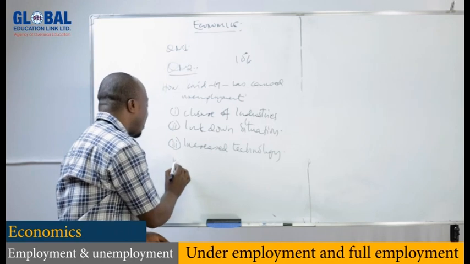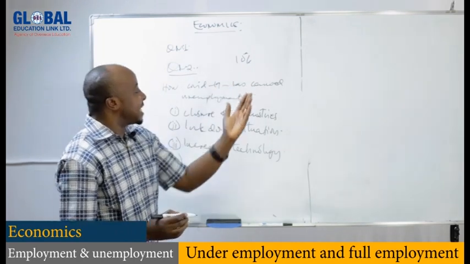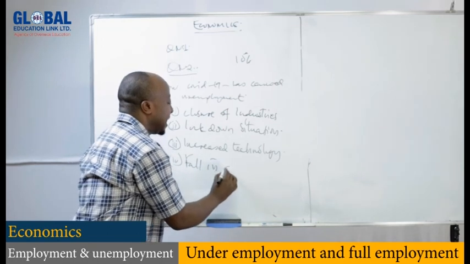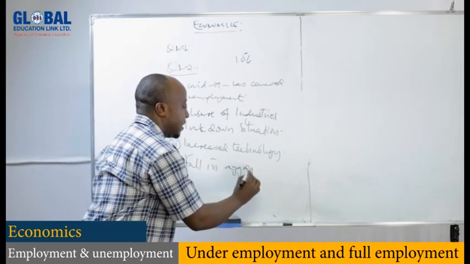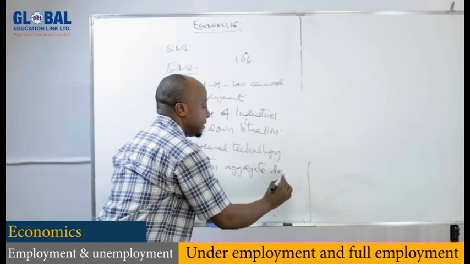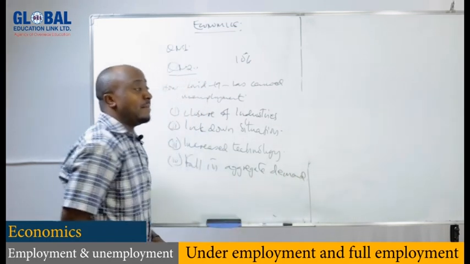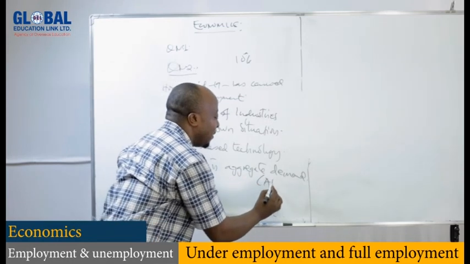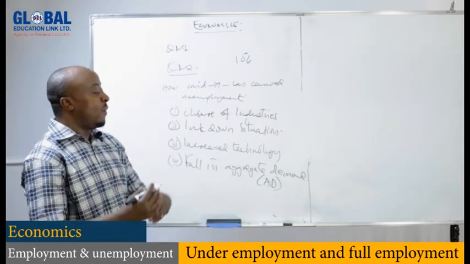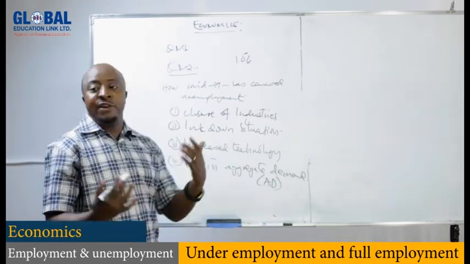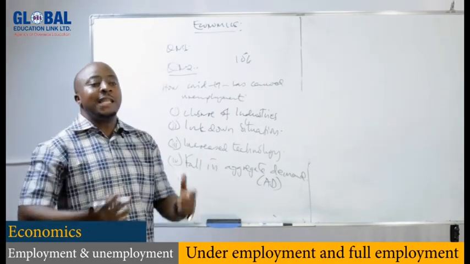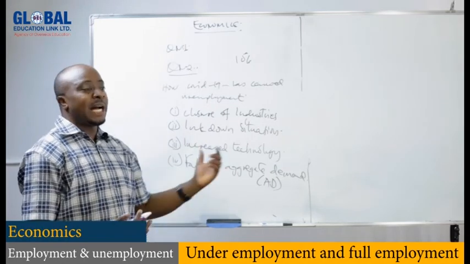And the last cause, or how COVID has caused unemployment, is the fall in aggregate demand. Aggregate demand, AD, we know it is the total demand of a country or of a society. It means we have individual demand, personal demand. I have my own demand, you have your own demand. Then the total demand of the economy, we say that is aggregate demand.